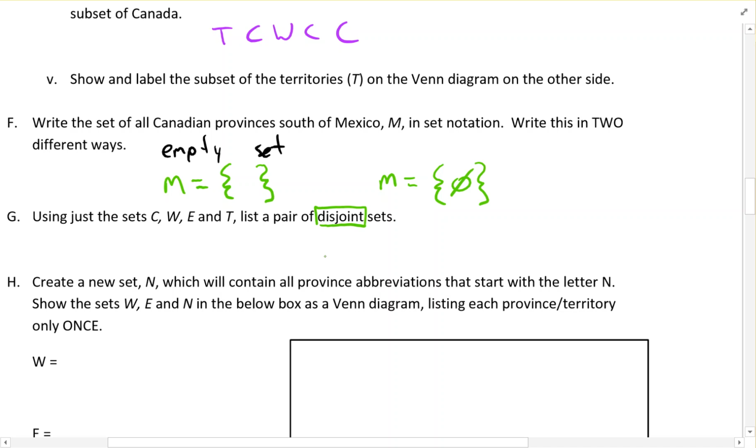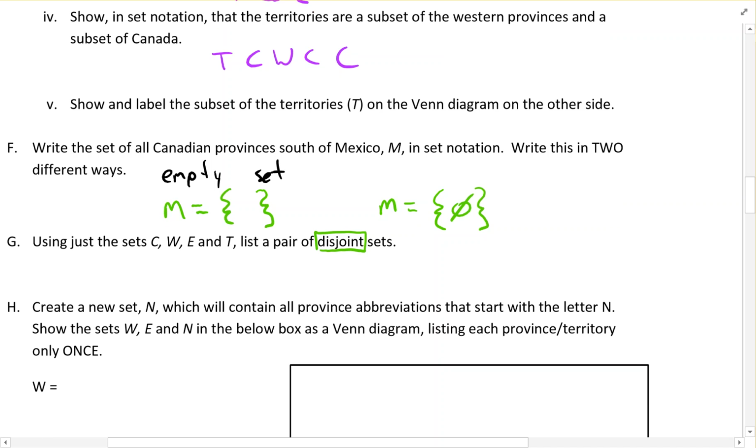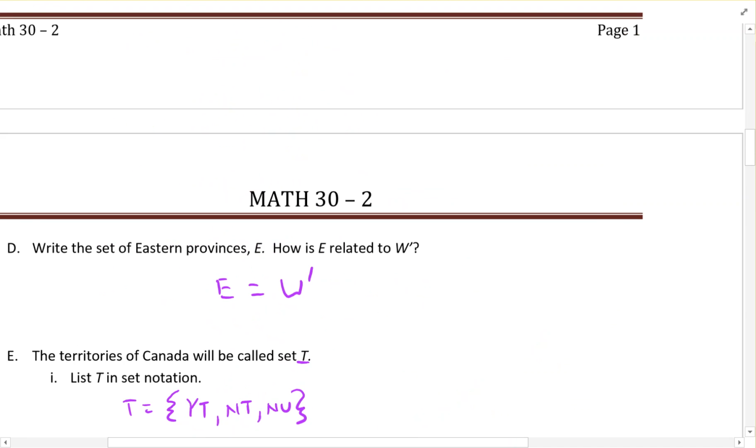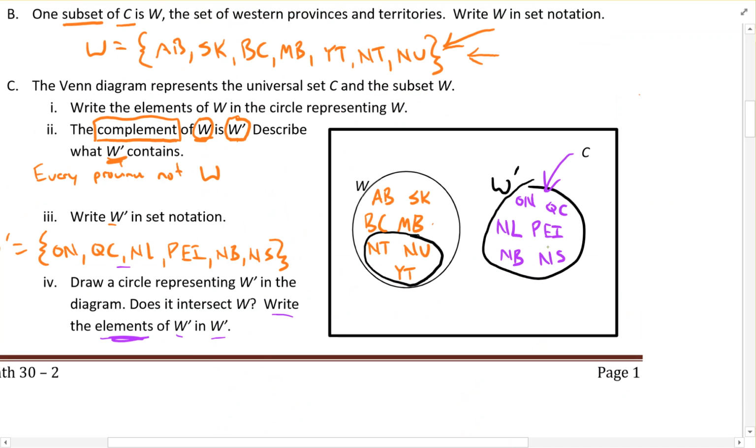Make sure that you write down the definition of this one. Disjoint sets are just sets that never come in contact, so ones that don't overlap. So in that case, you can look back at this Venn diagram and see pretty easily, remember our W prime here, which was the complement of W. That was also our eastern provinces too, right? That we could also just have like an E there. They were the exact same thing. So we can say that E and W, they're disjoint. They're not joined. That's what disjoint means.